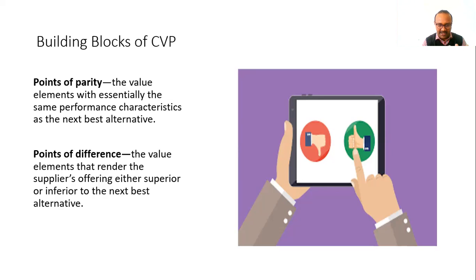Which means if you are company A, you must ensure that all those alternatives and features that company B, the vendor B, has, is something that you should also have. So those are essentials. Points of parity. The value elements that render the supplier's offering either superior or inferior to the next best alternative. So companies are always going to look at two things. One is whatever I have in my indicator list, that criteria list. When a buying company wants to select a vendor, they have a set of criteria. They have 10 points on which they are going to do vendor analysis. I see whether these 10 points are there with A, B, C, D. So that's how we shortlist.